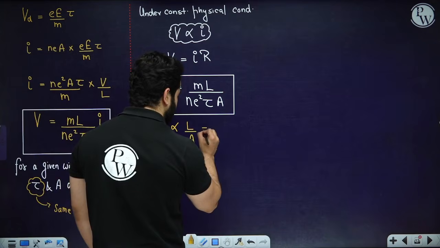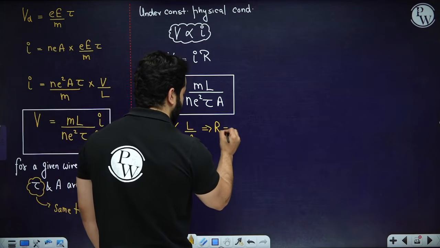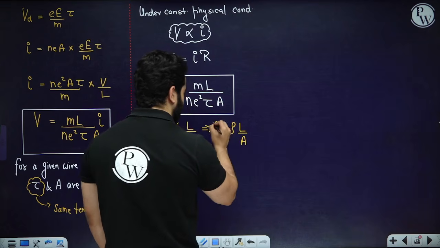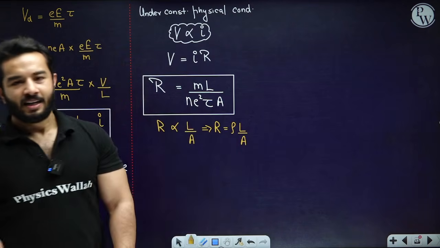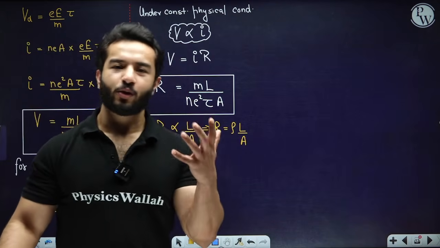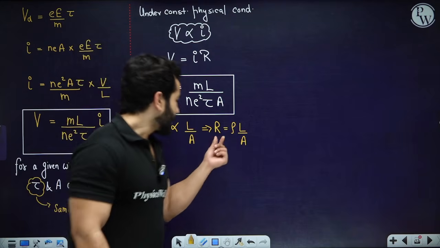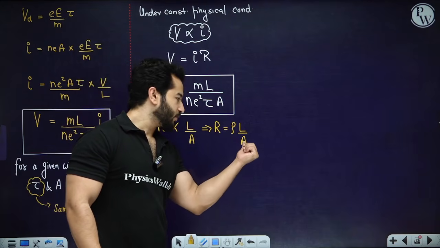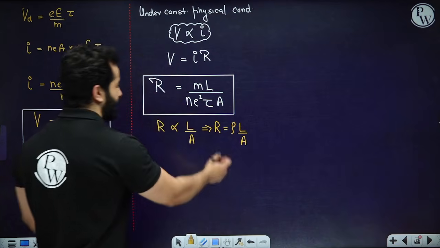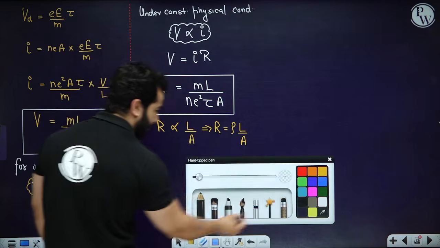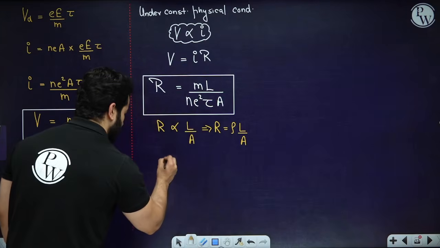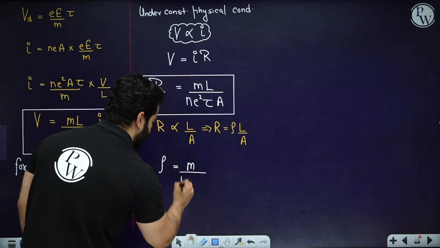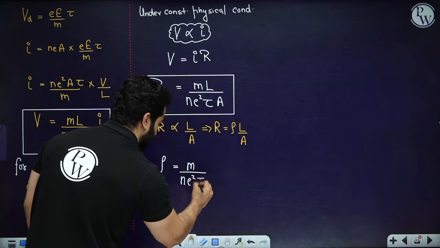Through this, we can say that resistance can be written as resistivity times length divided by area. How are you going to define resistivity? Resistivity is the resistance of the material having unit length and unit cross-sectional area. So again, equating the formula, resistivity ρ will come out to be m upon ne²τ.